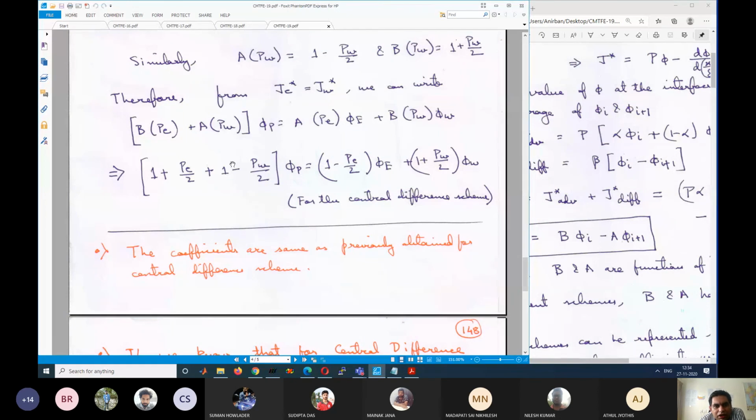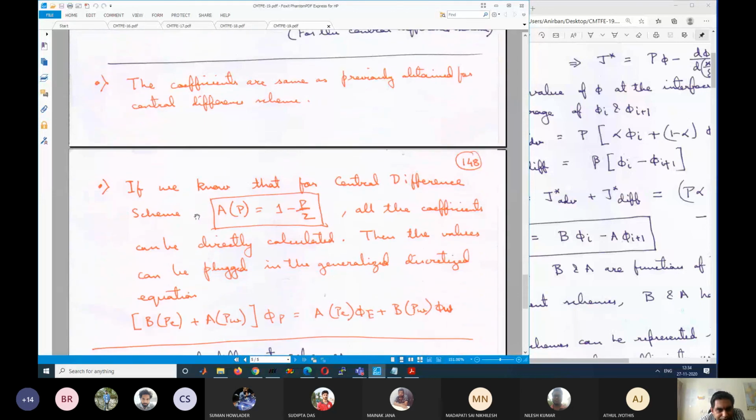So it means that A of P for this central difference scheme can be written as 1 minus P by 2, and all the other variables can be found based on that. A of P is 1 minus P by 2 for positive values of P. For central difference, A of P is 1 minus P by 2 for any value of P, but for other schemes, it can be only for positive or negative.